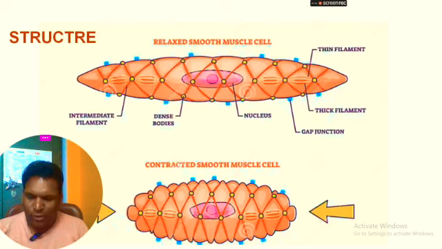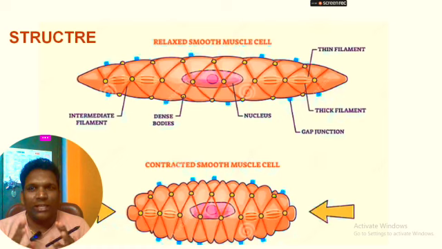Here the Z lines are absent. Z lines are replaced by the dense bodies. Here you can see the Z lines, you can see over here. Z lines are replaced by the dense bodies.